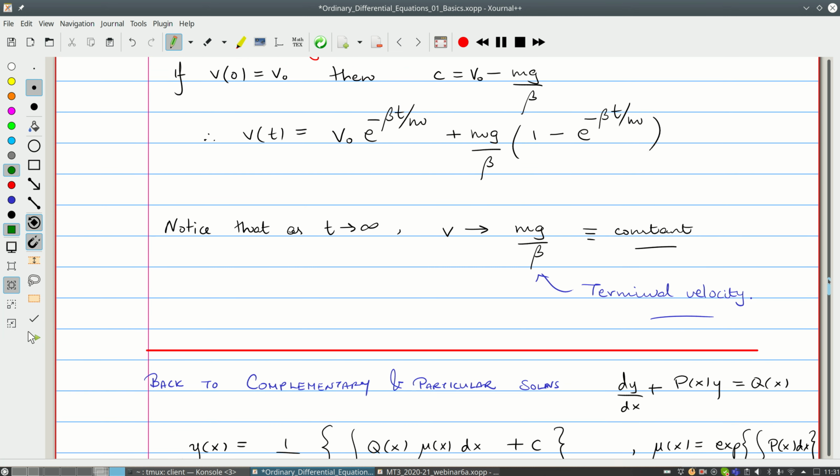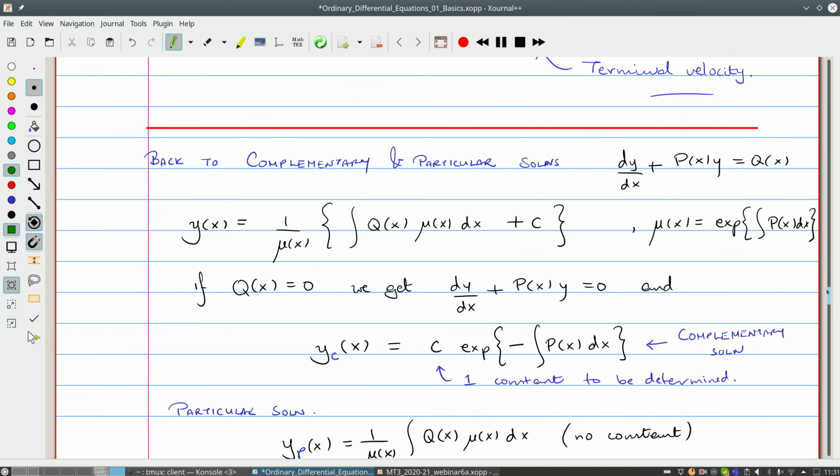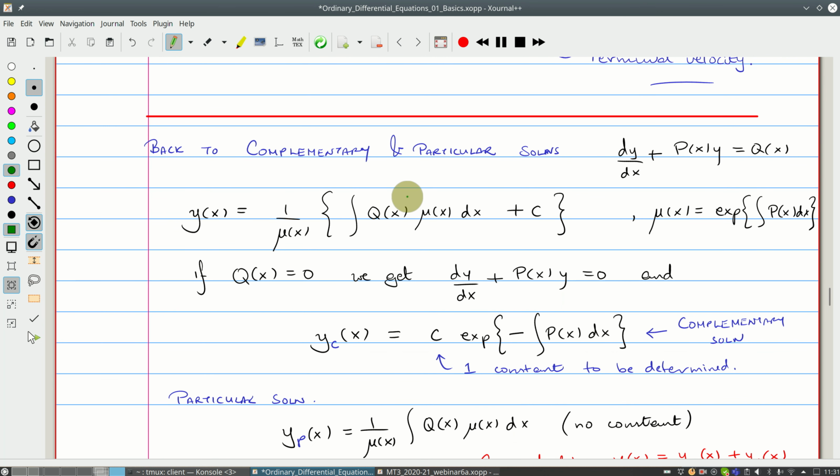Okay, now if you've understood that, here's a little bit of further analysis of what we have done. Remember, we defined the complementary and particular solutions. Let's have a look at what these are for this particular equation. Our solution y is given by 1 over the integrating factor mu times the integral of q(x) mu(x) dx plus our constant c. Now I made the constant c explicit.